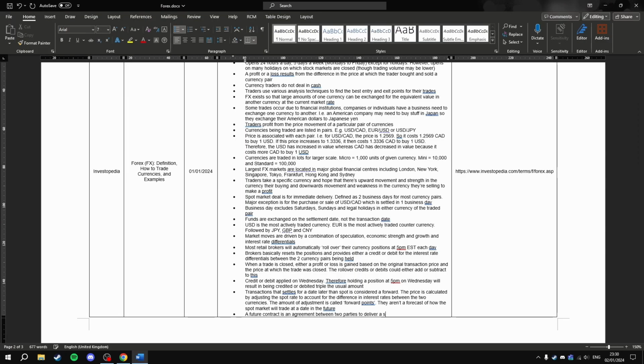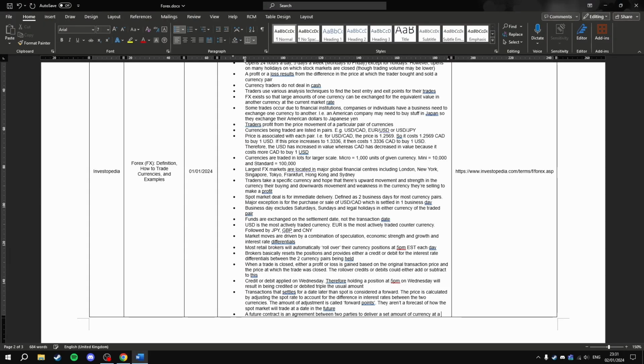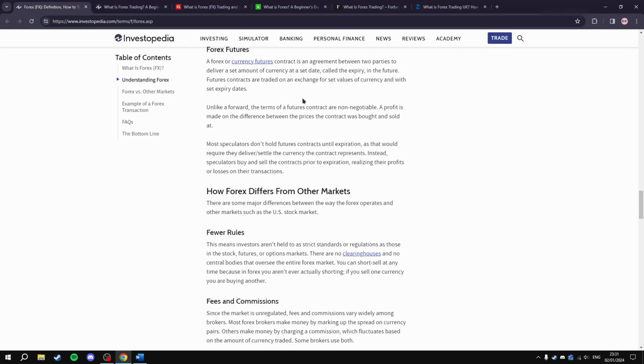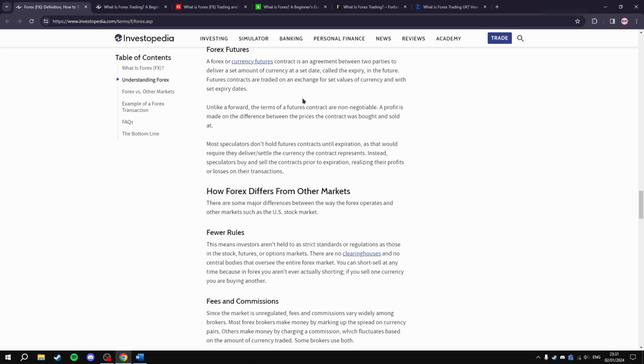To deliver a set amount of currency at a set date, called the expiry, in the future. Future contracts are traded on an exchange for set values of currency and with set expiry dates. Unlike a forward, the terms of a future are non-negotiable.